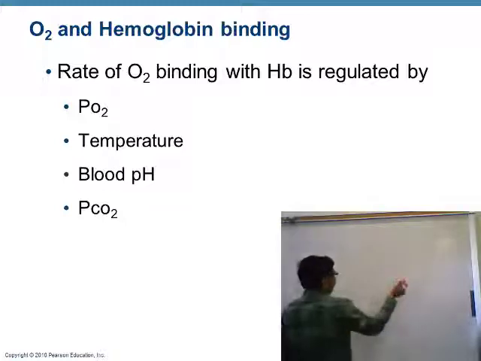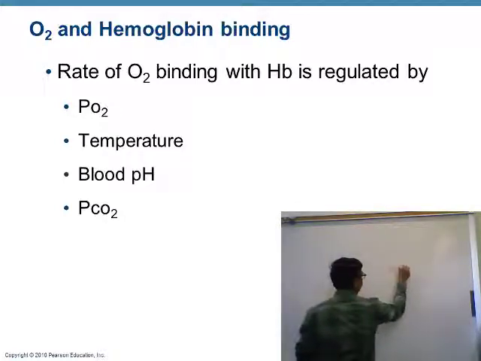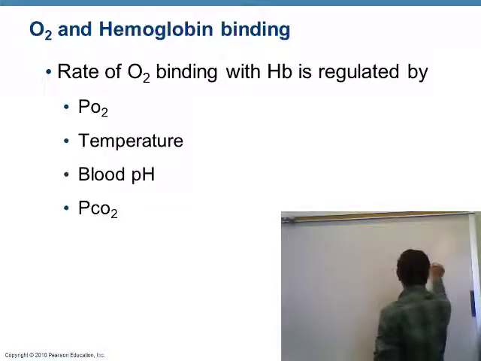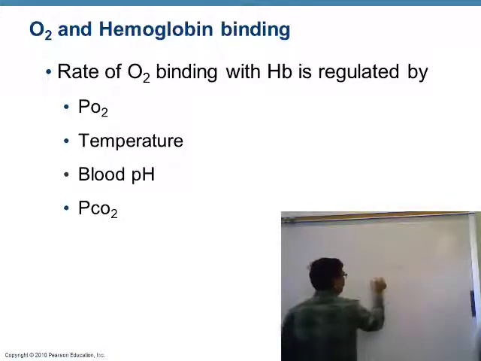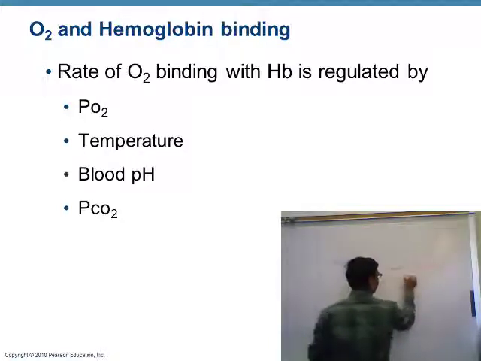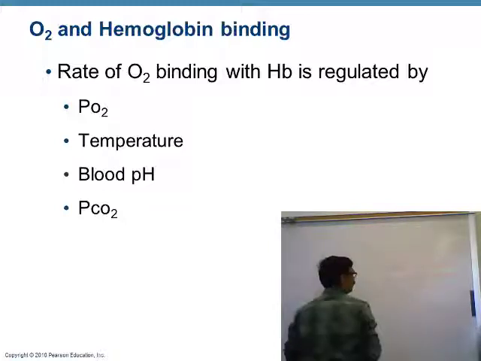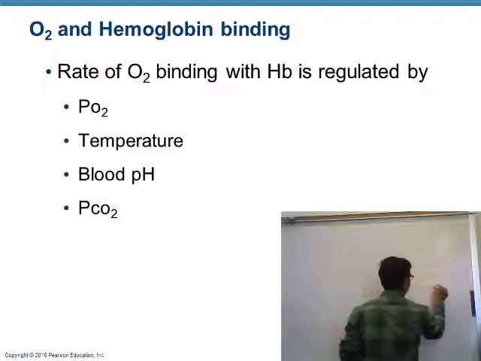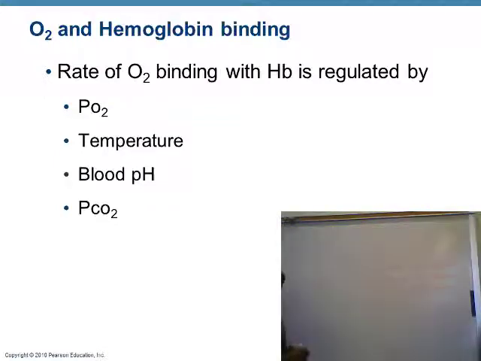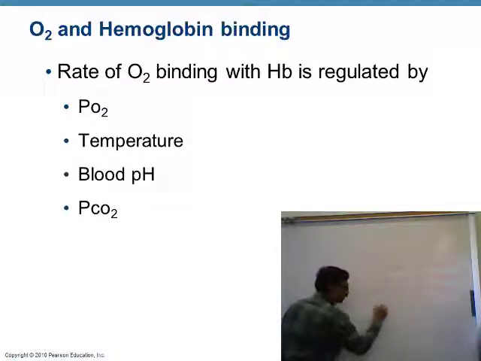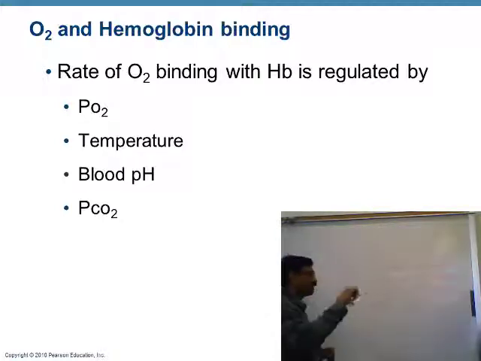So let me write it down. Decrease temperature, better saturation. Decrease carbon dioxide, better saturation. Increase oxygen, better saturation. Makes sense. More oxygen, more saturation by the oxygen. And decrease pH, that means blood moves towards acidic, less saturation. So if the pH goes down, that means the blood is moving towards acidic, and in that case the saturation will be less.